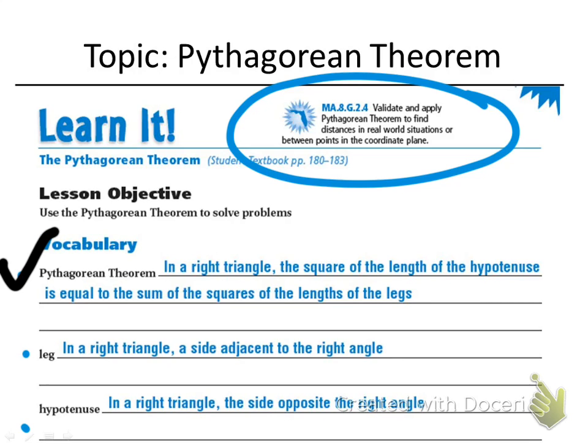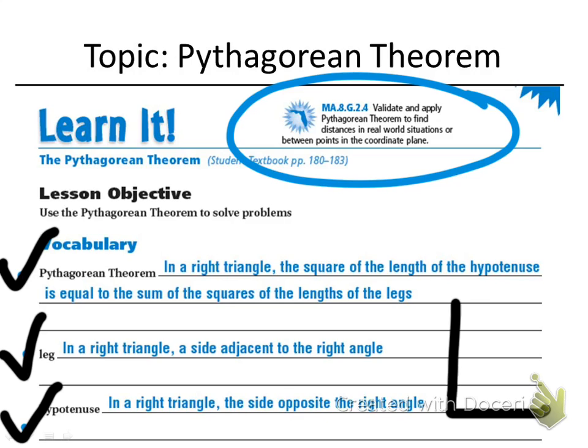The Pythagorean theorem: in a right triangle, the square of the length of the hypotenuse is equal to the sum of the squares of the lengths of the legs. A leg in a right triangle is a side adjacent to the right angle. The hypotenuse in a right triangle is the side opposite the right angle.